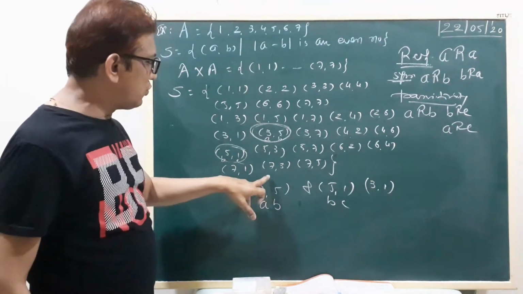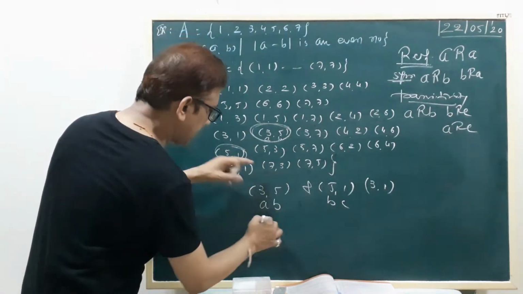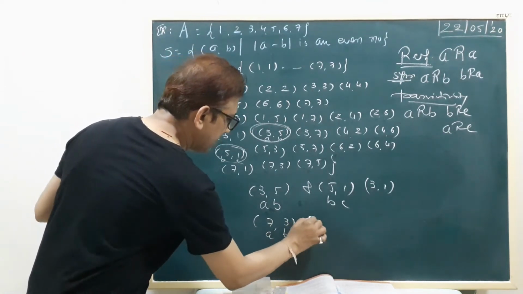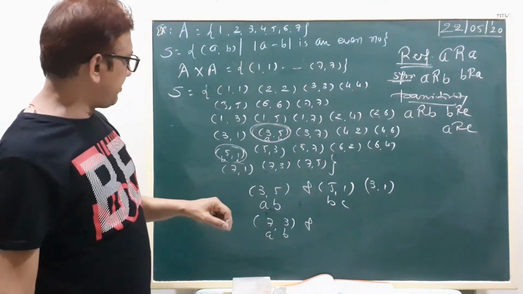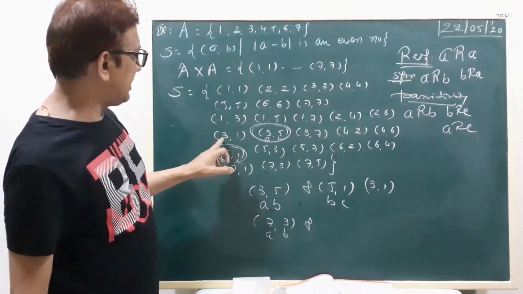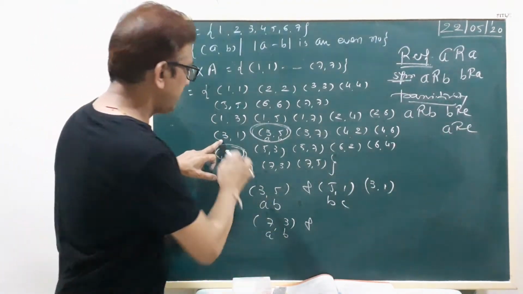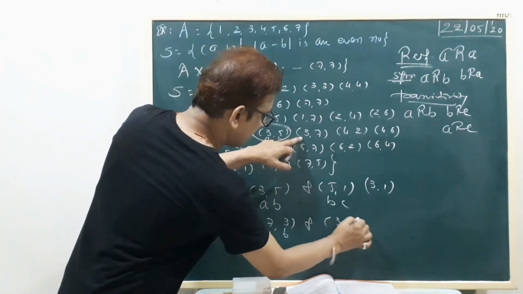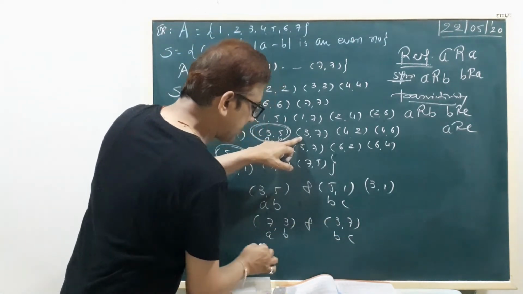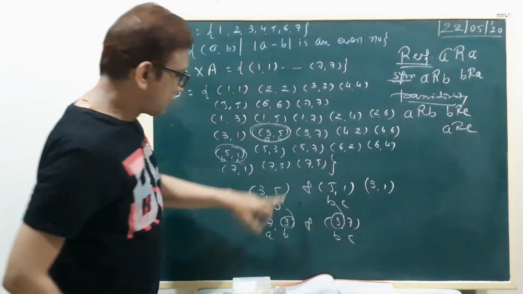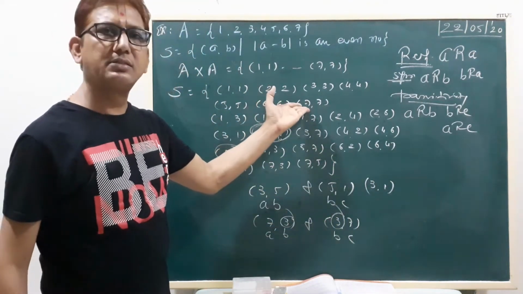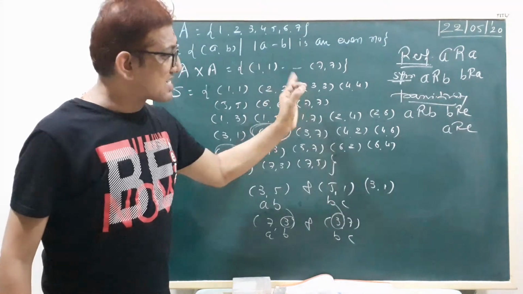Again verify. Suppose 7, 3. 7, 3 is your A and B. So 3 is the first element in which bracket? Here, here, here also. Suppose 3, 7. 3, 7 is B and C. Common element 3. So relation 7, 7 is here. Clear?